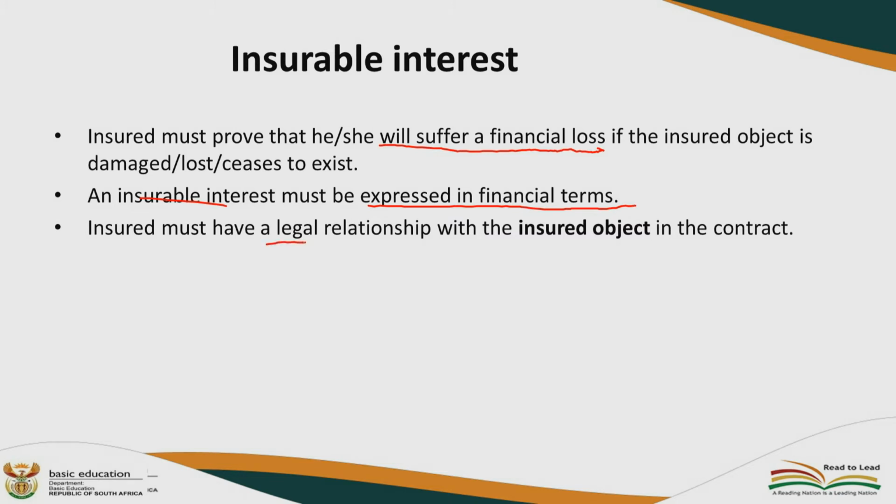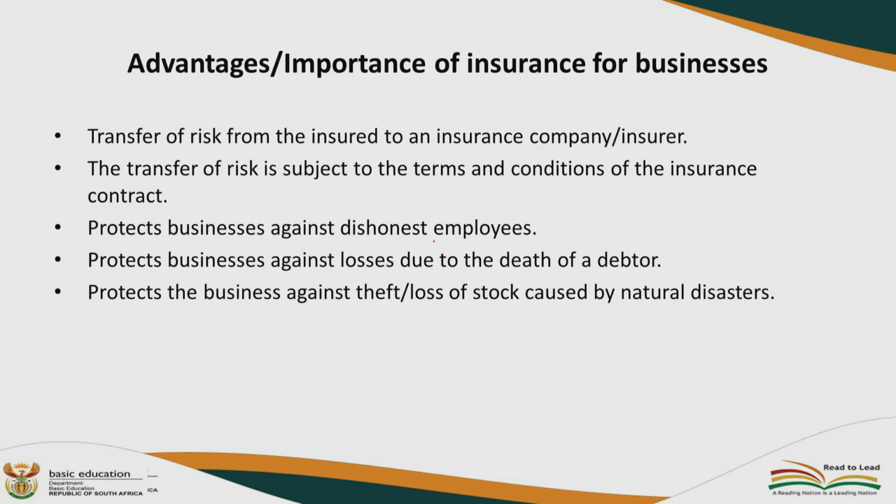Insured must have a legal relationship. Learner, this is very important. You can't decide to insure your neighbor when the neighbor is terminally ill. You can't, because you don't have a relationship with your neighbor. There must be a legal relationship with the object insured. It must be your relative, it must be your family, your car, or whatever. But you can't insure somebody else's car. It has to be yours. There must be a legal relationship for the insurance contract to exist.